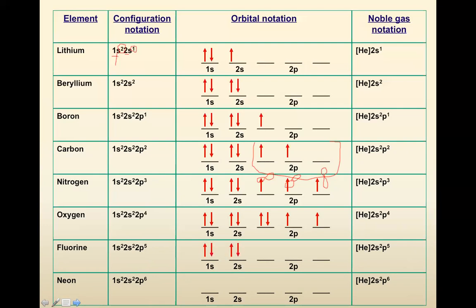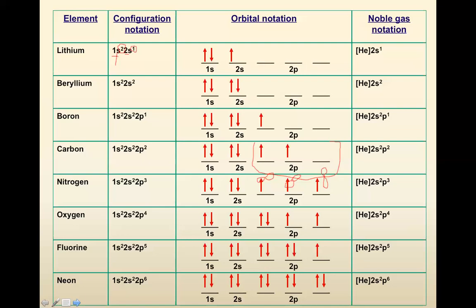Sorry, we have fluorine. And then last we have neon. Up, down, up, down, up, up, up, down, down, down. Okay, so that's the first 10 electrons. And you see the electron configuration. Hopefully you notice a pattern. There's definitely a pattern there.